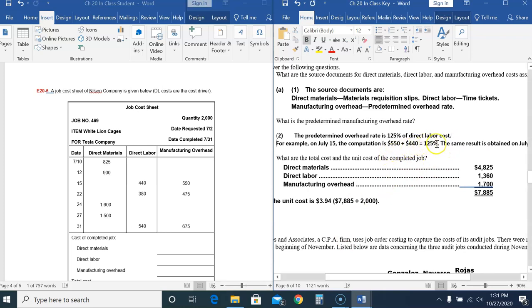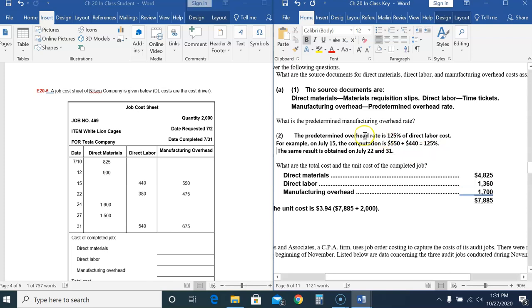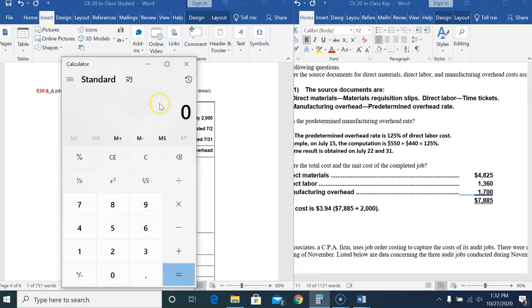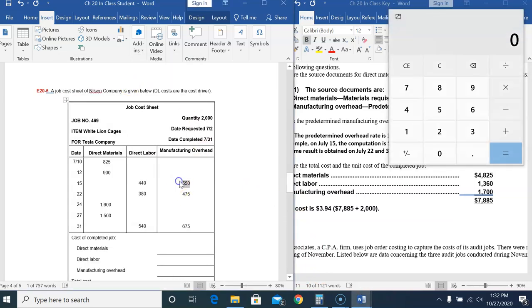We're going to work backwards to figure out what the predetermined overhead rate must have been. Okay, so here, they're helping us with the math. We can figure out that the predetermined overhead rate must have been 125% of direct labor cost. How do I know that? Well, the overhead applied on the 15th of July was $550, and that was applied based on the amount of direct labor cost incurred. If I divide 550 by 440, I get 1.25 or 125%.